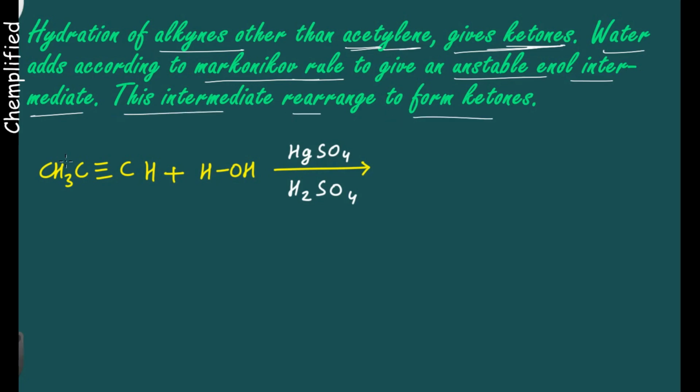ketones. Now let's take a look at how the reaction is going to proceed for the formation of ketones. Now first step is you will get an unstable enol intermediate, which is like this, right? Now after some rearrangement, you will get the final product as ketone.